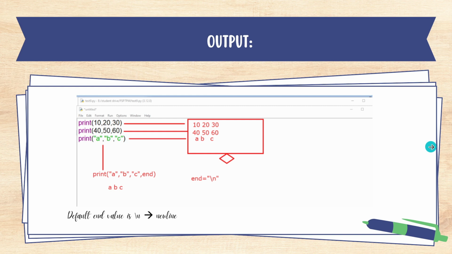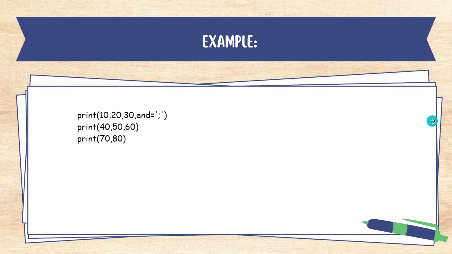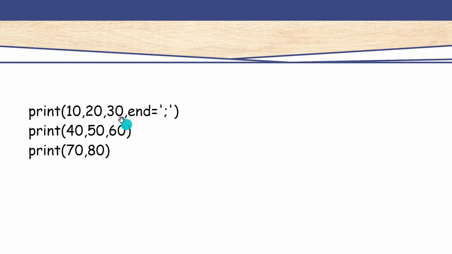Okay, so this is no problem, this is easy. This first line will end with the semicolon because we are changing the ending behavior. What is the default ending behavior of the print?